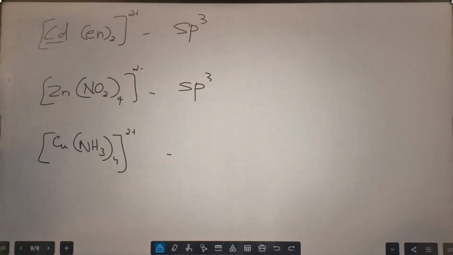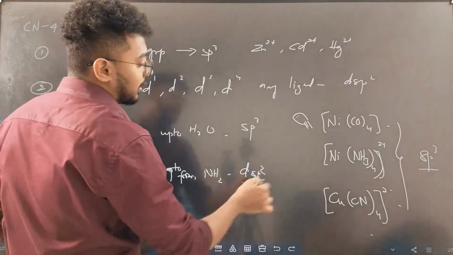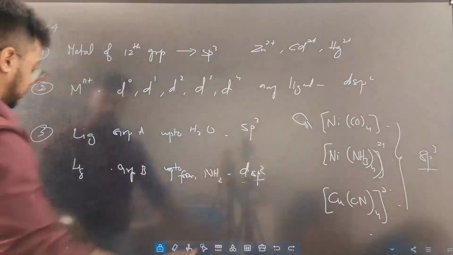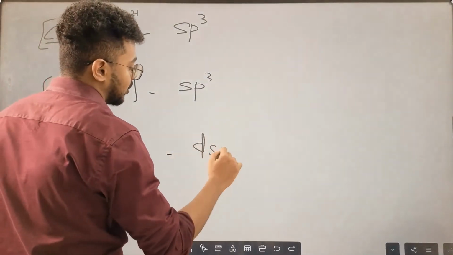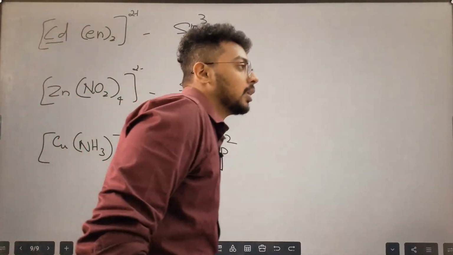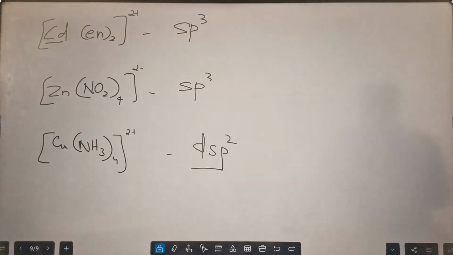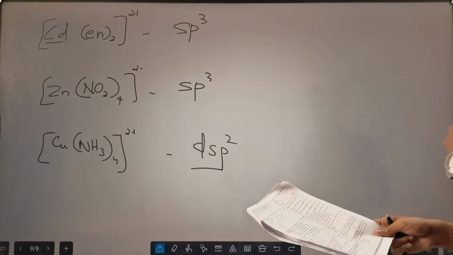For copper in the presence of ammonia, tetraammine copper, the rule is the last rule. With ammonia, any ligand, it is dsp2, and there is no exception also. So straight away you can tell it is dsp2 configuration. This is for only tetrahedral geometry.